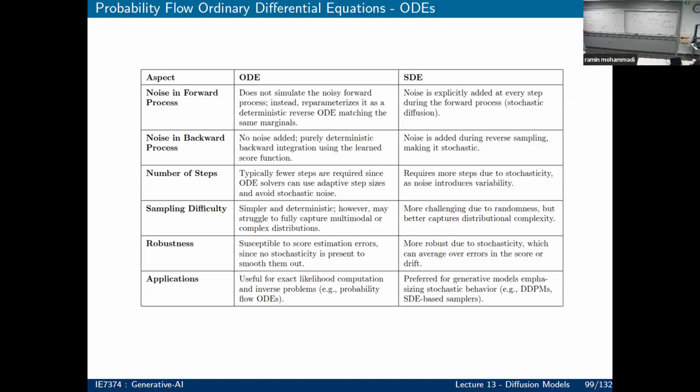Why? Think about why robustness. If I have a deterministic decision always, I might overfit, right? In SDE, you keep adding noise, so your model is trained with more noise. So it's more generalizable, and it has better robustness to randomness. In ODE, you don't have that, so it's not that robust.